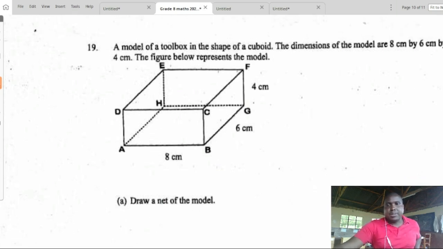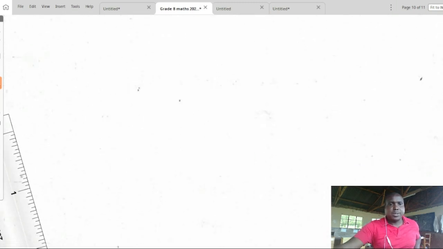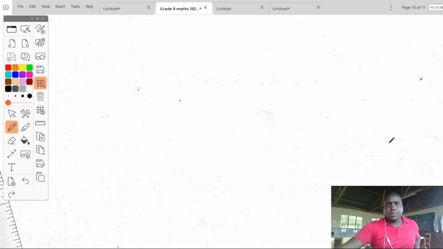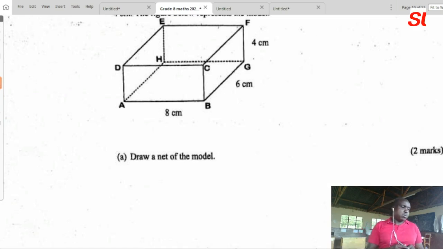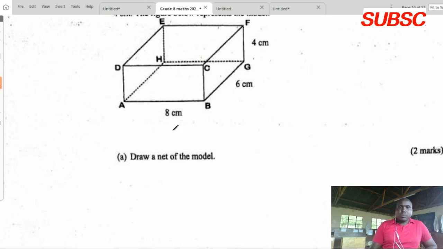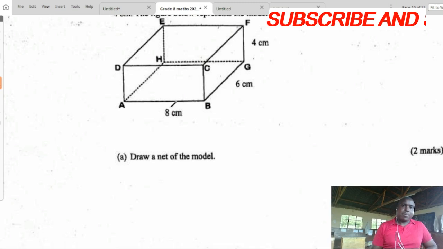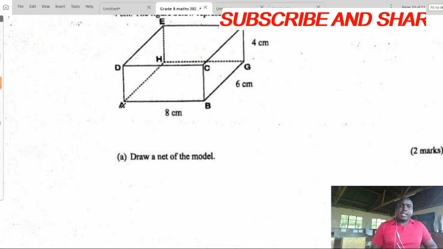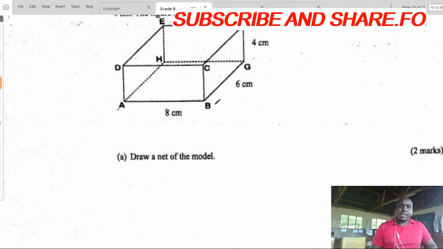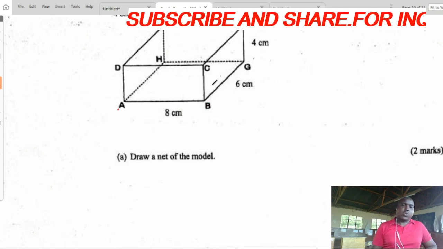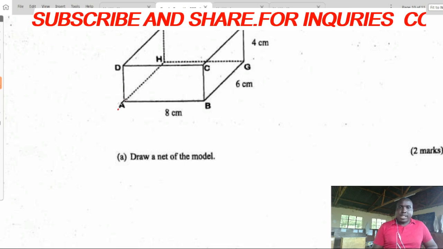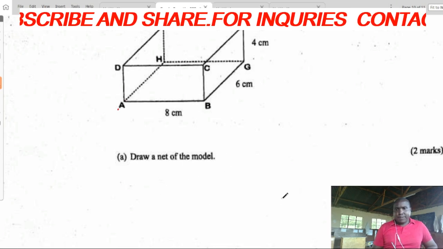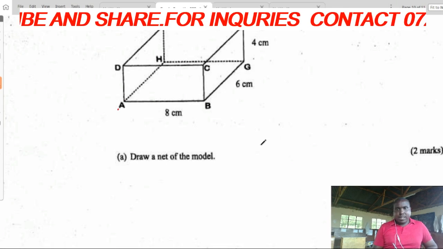Draw the net for that. Drawing the net for that one is simple. It depends on the diagram, the way it is given. So let me try to sketch the net. We have AB 8 centimeters, BG 6, and this 4. Even in your sketch, the lengths should be shown. So let us start with AB.